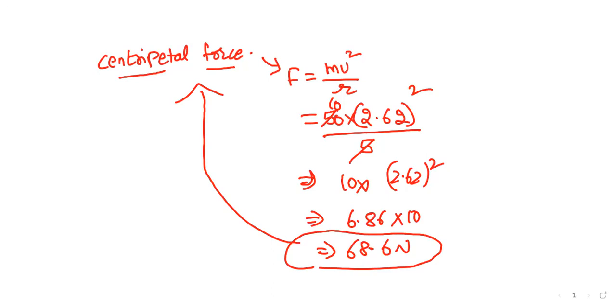It says Jessica is riding a merry-go-round and sits 8 meters from the center. Okay, there is a Jessica. So this is our Jessica. I'm sorry, I'm not good at drawing. It looks pretty good. So what is she doing? She is riding on a merry-go-round and sits 8 meters from the center.